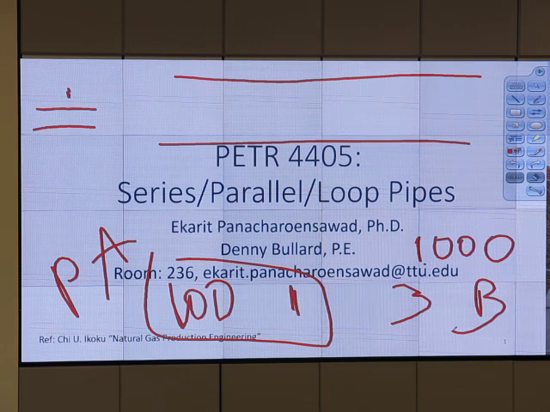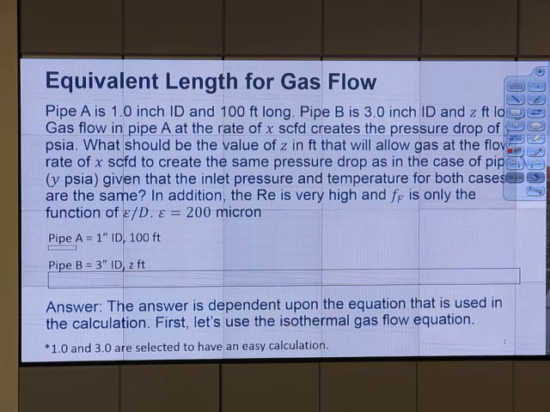There's no right or wrong because I haven't taught you anything yet. But which one do you think? 100 feet of 1 inch ID or 1,000 feet of 3 inch ID? B should have more pressure drop, right? Let's see if that is what you expect or not.